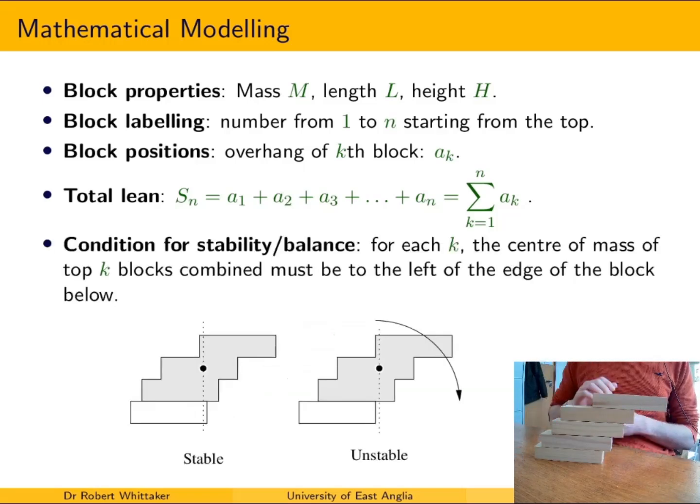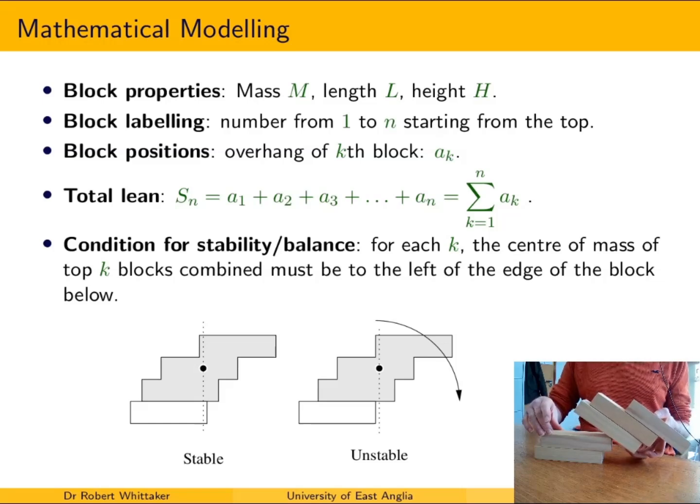And then finally, the condition for stability or balance. For each k, we want the set of the top k blocks to be balanced on the block below. And physically, that means that the center of mass of those k blocks, taken as a single unit, needs to be to the left of the edge of the block below. So if the center of mass is to the left of the edge, then it's going to be balanced. If the center of mass is to the right, then it's going to topple over like that.